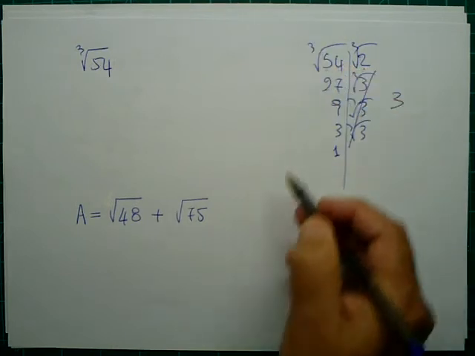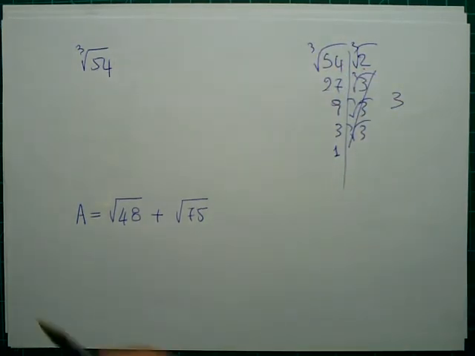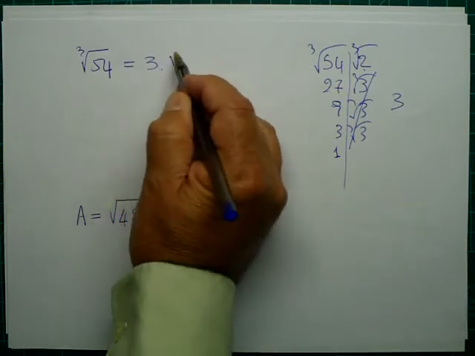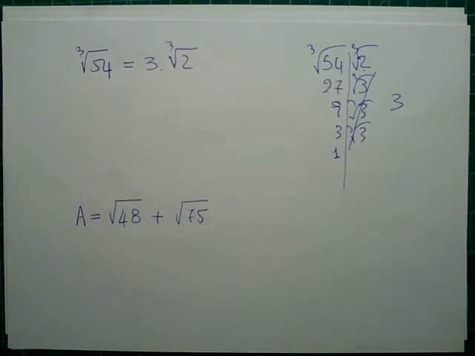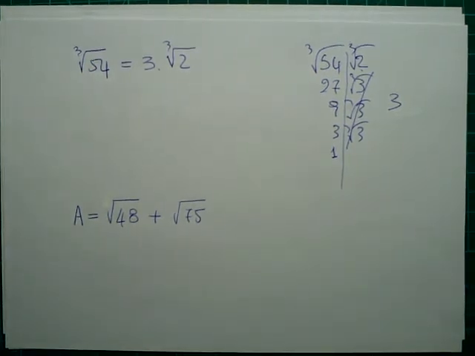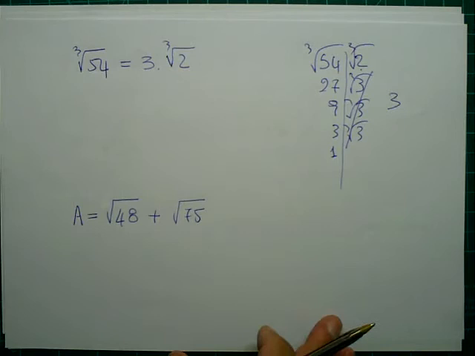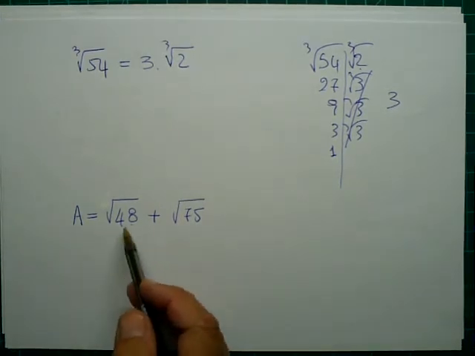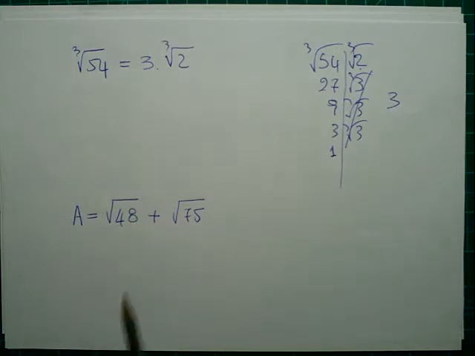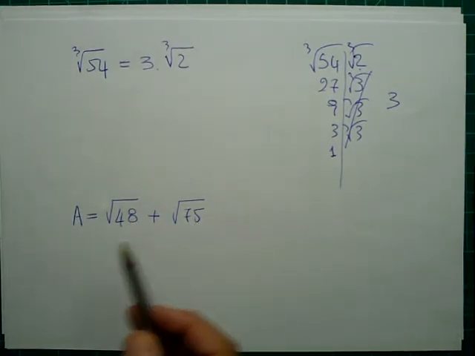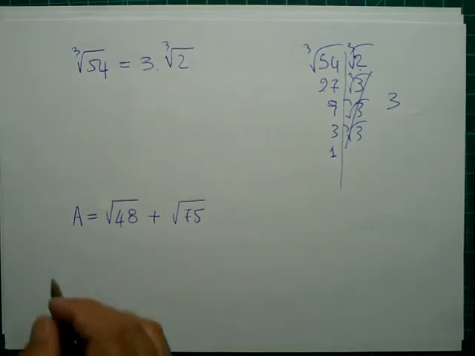So the cubic root of 54 can be written in a simpler way like that: 3 times the cubic root of number 2. Alright, let's go to a more complicated example. We have an expression like this. We have to simplify this expression, the square root of 48 plus the square root of 75. Okay, let's factorize these numbers.